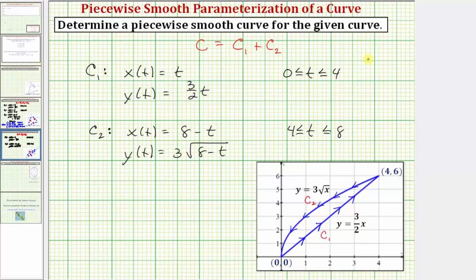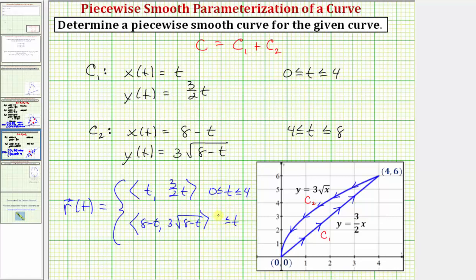Let's also write this as a vector valued function. We can say that r of t is equal to, well, for curve C sub 1, the x component is t, the y component is 3/2 t, where t is on the closed interval from 0 to 4. And for curve C sub 2, the x component is 8 minus t, and the y component is 3 times the square root of the quantity 8 minus t, where t is on the closed interval from 4 to 8.